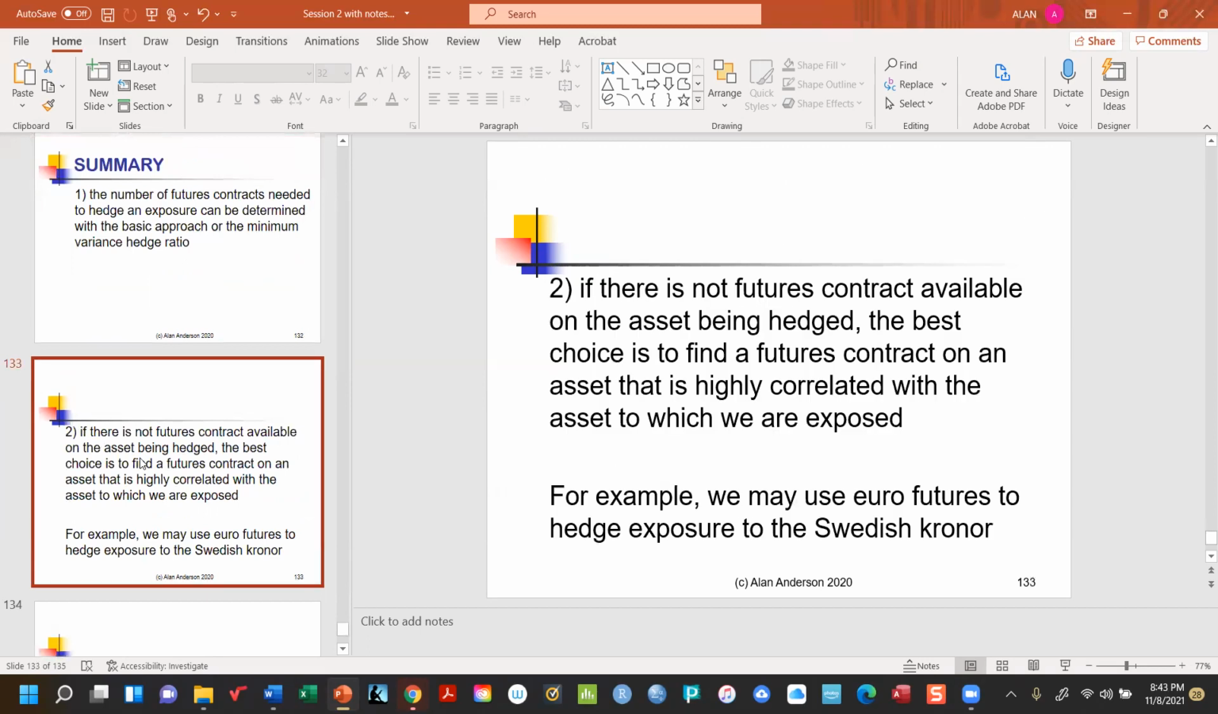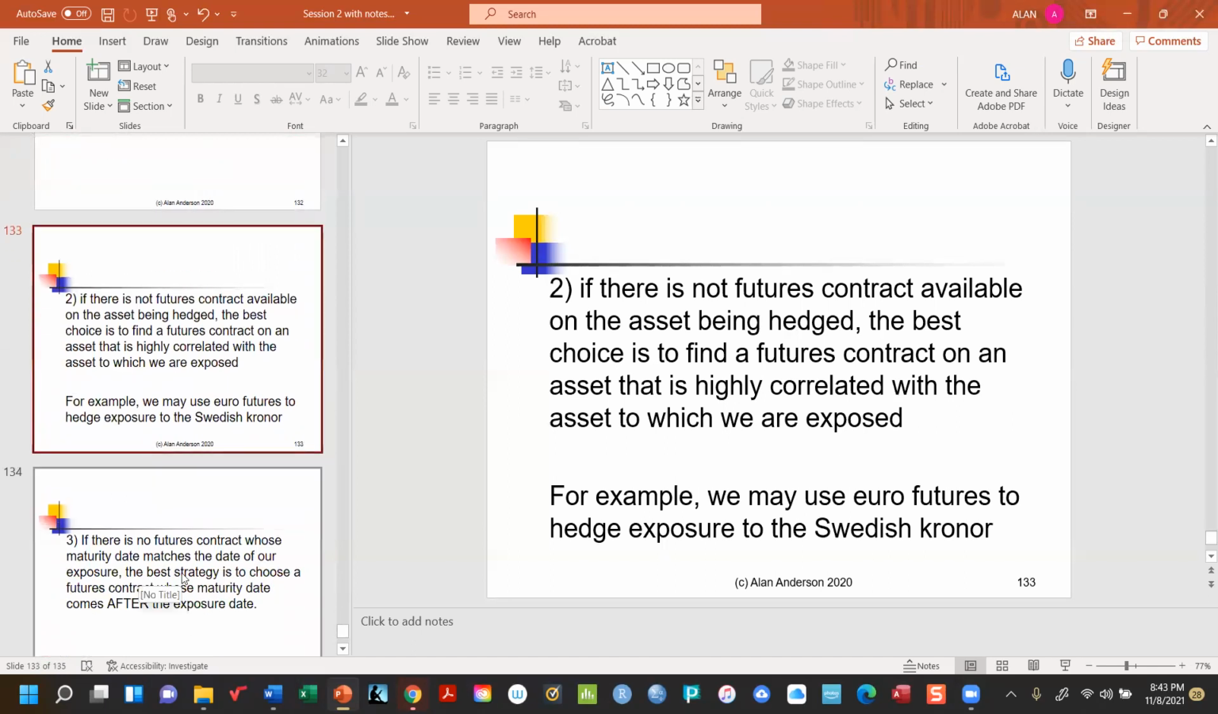Number two, without a futures contract available on the asset being hedged, the best choice is to find a futures contract on an asset that is highly correlated with the one that you're actually hedging. So that, for example, you could use euro futures to hedge your exposure to Swedish kroner. And the closer they're related, of course, the better off you'll be.